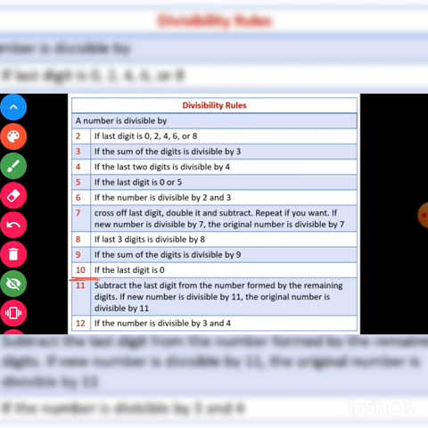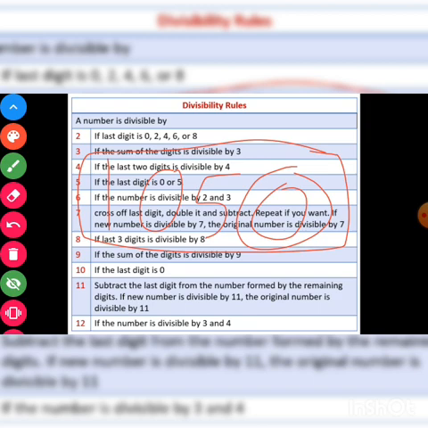Now the divisibility test of 10. It's very simple. If the number is ending with 0, then the number will be divisible by what? 10. So let us take the number 90. 90 is ending with 0, so it will be divisible by 10. One more example, 1050. The number is ending with 0, so it will be divisible by 10.